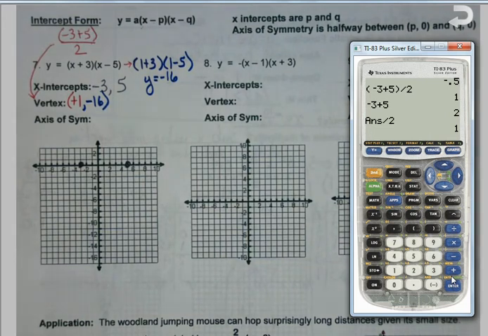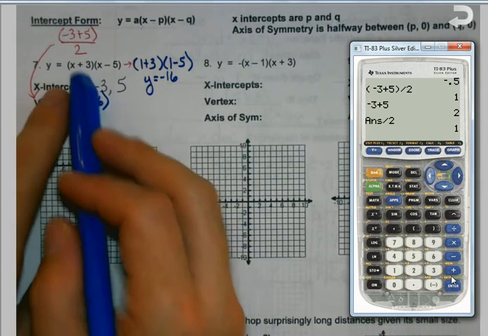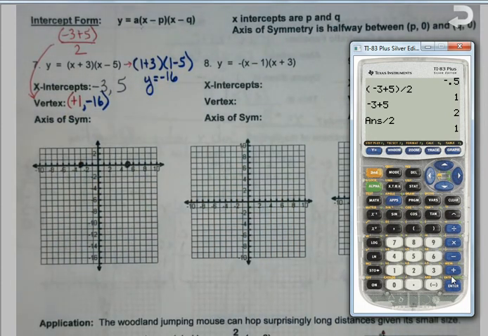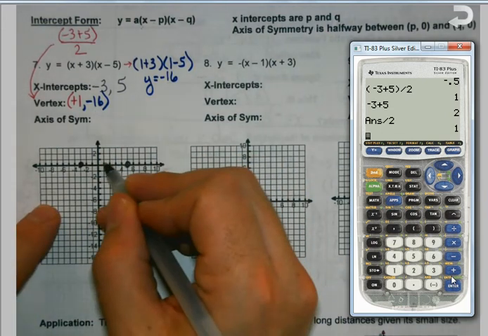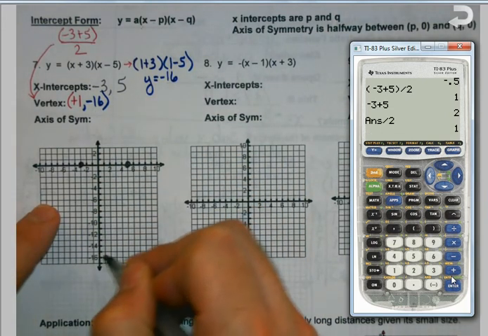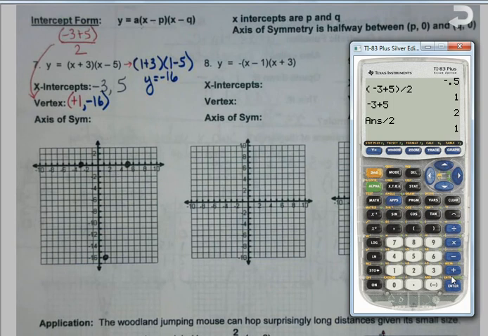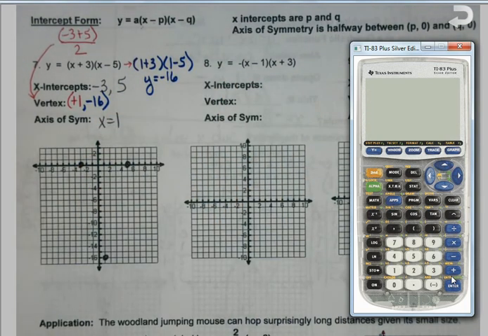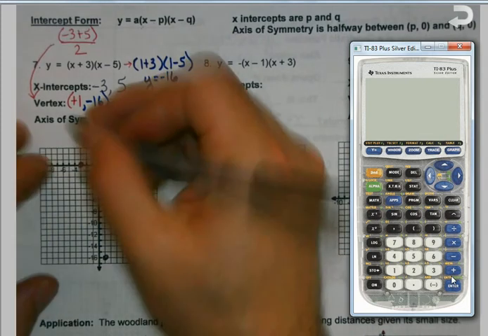What's that? Right, but I do the opposites to find my intercepts, but when I'm literally plugging in for y, I'm still just plugging in literally what it is. Good question. So my vertex being at 1, -16, whew, that's a trip. It's still going to be my same value for my axis of symmetry. It's going to be my x value.